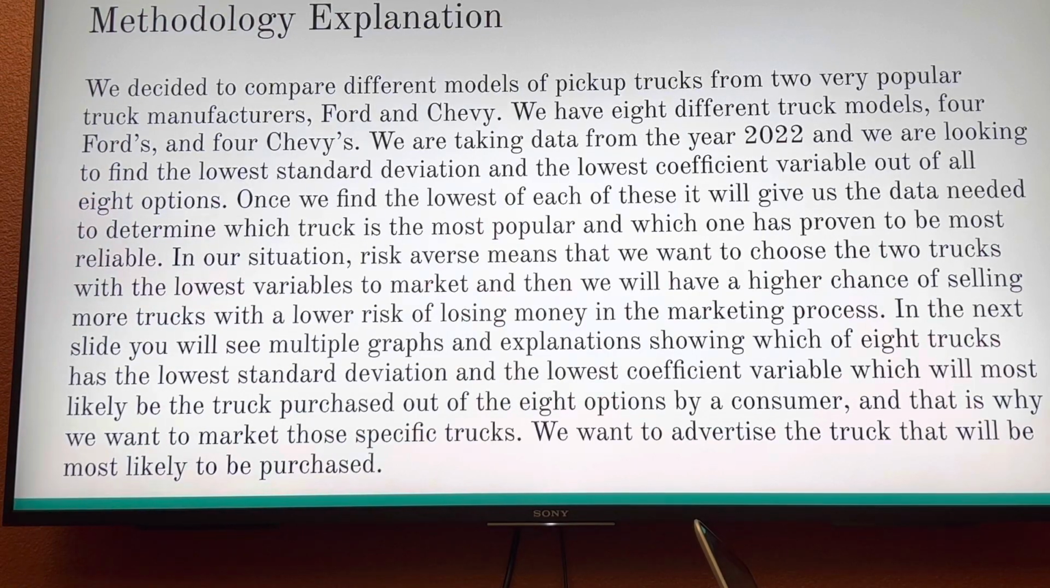In our situation, risk averse means that we want to choose the 2 trucks with the lowest variables to market, and we will have a higher chance of selling more trucks with a lower risk of losing money in the marketing process. In the next slide, we have some graphs and explanations showing which of the 8 trucks has the lowest standard deviation and the lowest coefficient of variation, which will most likely be the truck purchased by a consumer out of all 8 options. So that's why we chose to market those 2, because we just want to advertise the truck that's most likely to be purchased, which means we're being less risk averse.